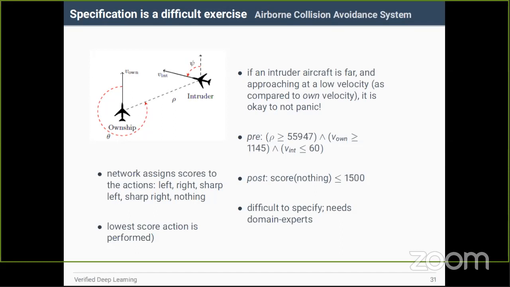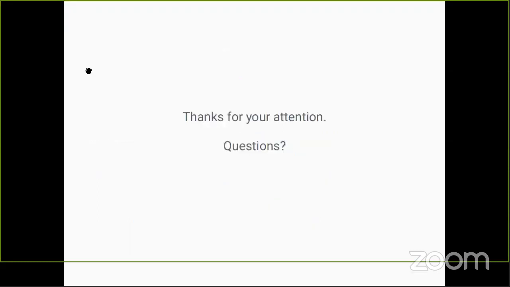The point that I wanted to stress here is that it's difficult to specify, and it sometimes needs domain experts, because you don't know what is a desirable property, what is a precondition, and what is a postcondition, and so on.